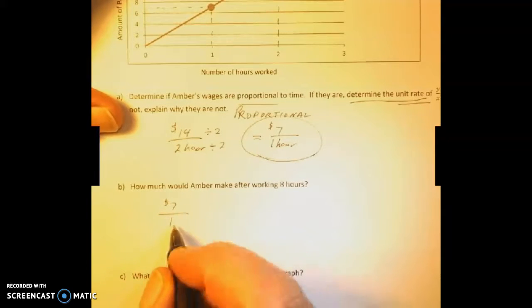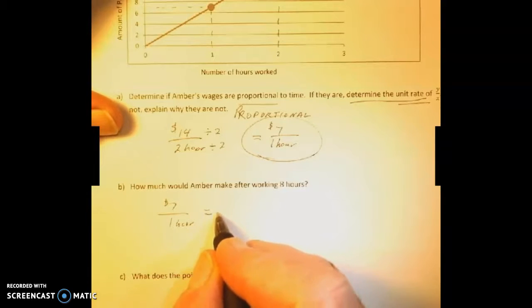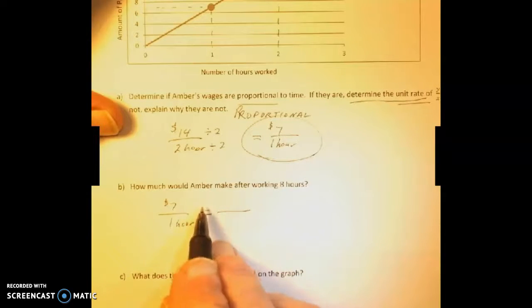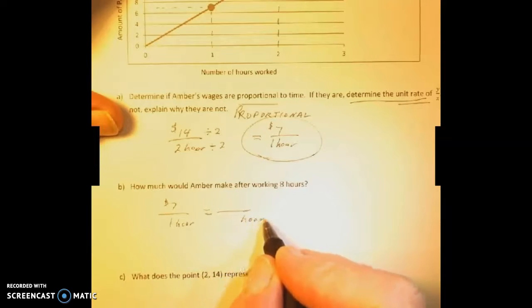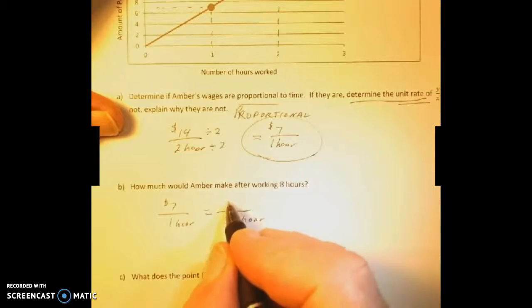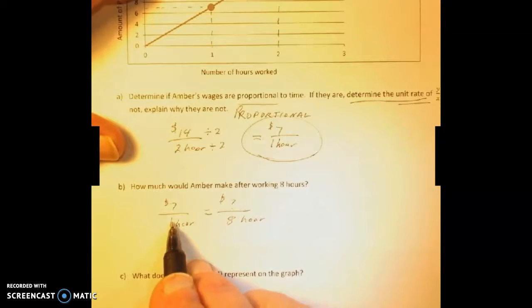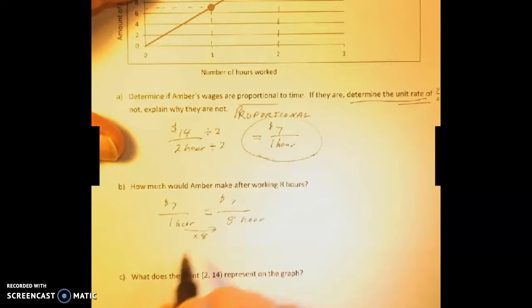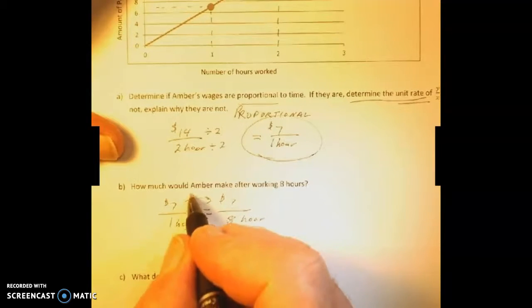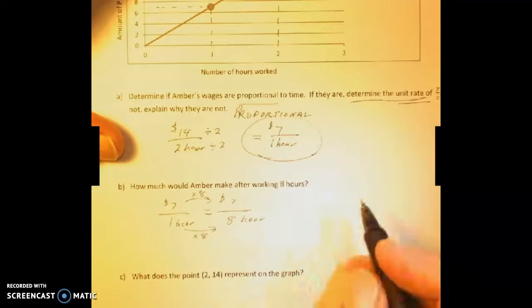$7 for 1 hour. When you have two equivalent ratios, you have a proportion. You want a proportion, and you want to know how much when the hours, which are on the bottom, when she has 8 hours of work, how many dollars would she be paid? It's equivalent ratios or equivalent fractions. What would I do to 1 to make it become 8? You would multiply it by 8. Do the same thing to the top then. Multiply the top by 8. 7 times 8.